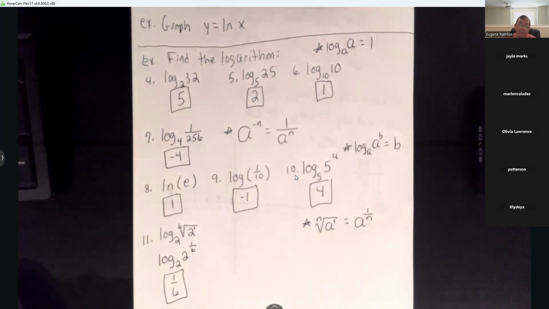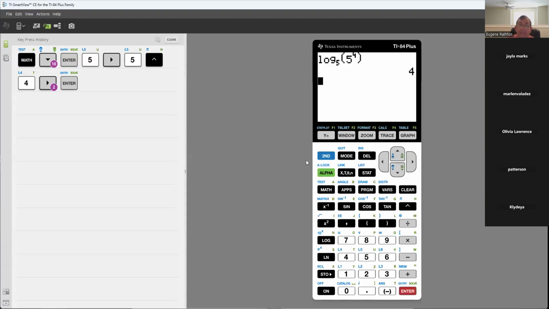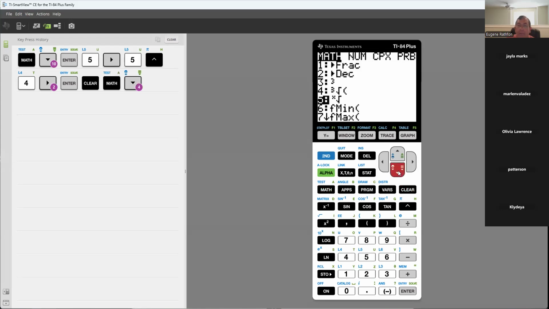Now, y'all, this one's a little trickier on the calculator, so let me show you how you would do that if you wanted to leave it like a radical, okay? So I'm going to show you something. You see on the math, you see number 5 has an x in front of the radical. That's the one I'm going to use to put in my radical on that, okay?